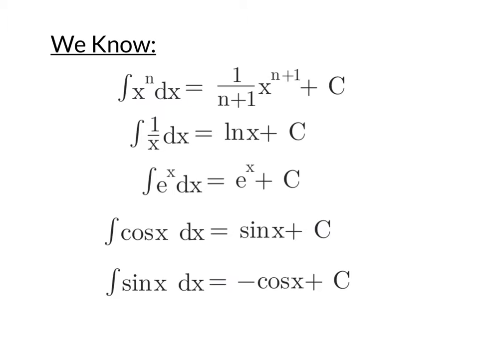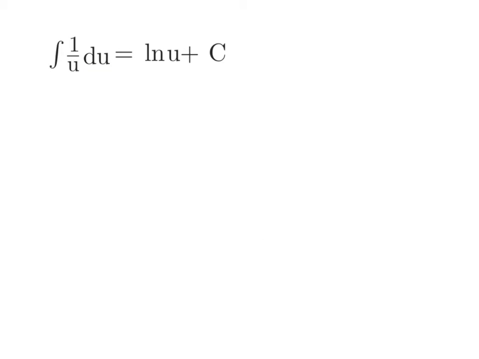We know about the natural log, that the integral of 1 over x is the natural log of x, and the integral of e to the x is e to the x, as well as a couple of trig functions, like the integral of cosine being sine and the integral of sine being negative cosine. What I want to do is think about the integral of 1 over u du. We know that that integral is going to be the natural log of u plus c, but what if u is a function of x, so like f of x?